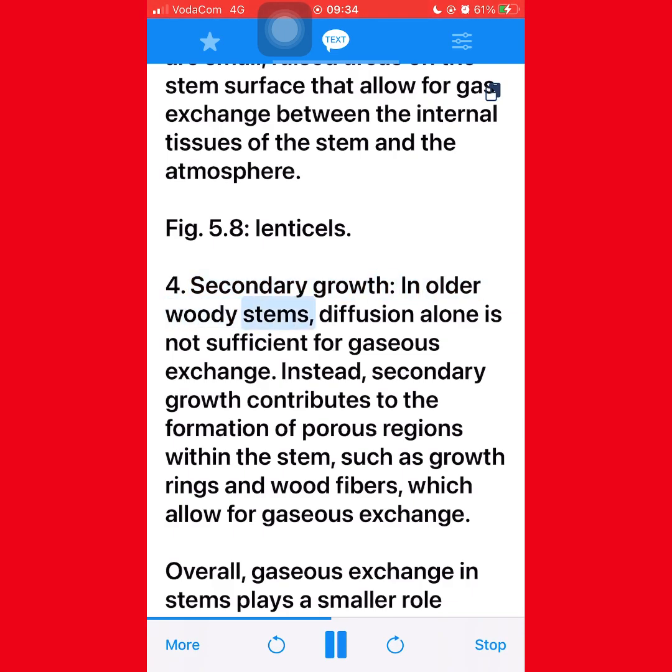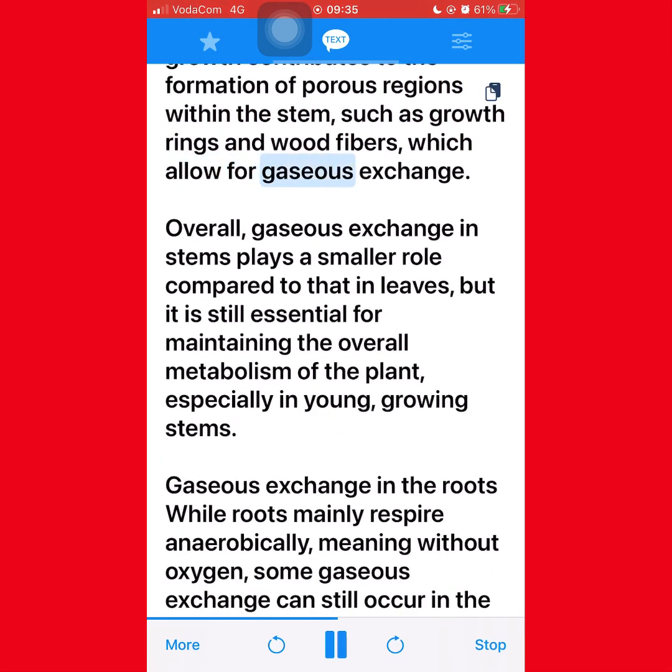4. Secondary growth. In older woody stems, diffusion alone is not sufficient for gaseous exchange. Instead, secondary growth contributes to the formation of porous regions within the stem, such as growth rings and wood fibers, which allow for gaseous exchange. Overall, gaseous exchange in stems plays a smaller role compared to that in leaves, but it is still essential for maintaining the overall metabolism of the plant, especially in young, growing stems.